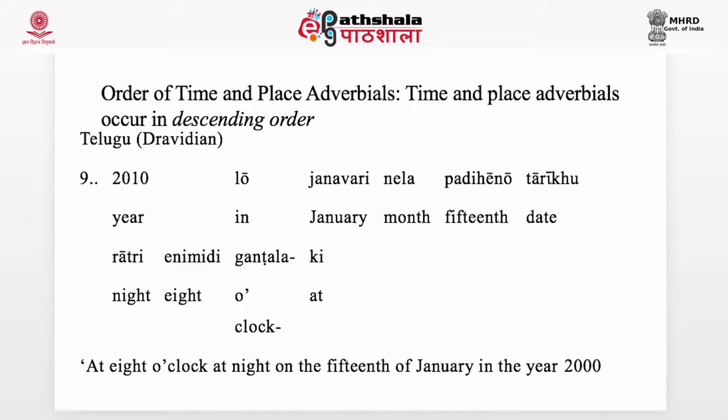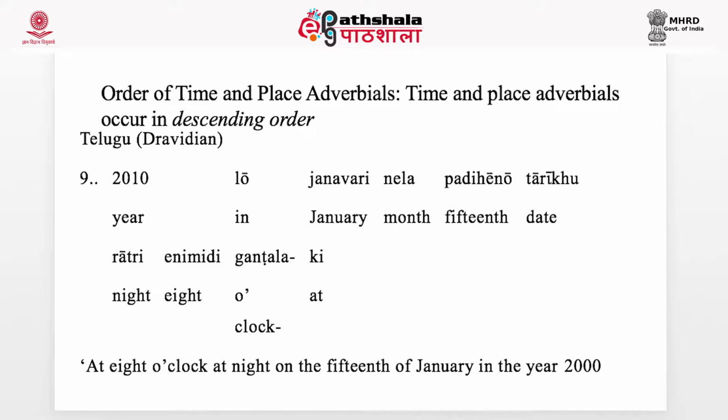So that means, as you can see, there is a mirror image relationship between the time adverbs and the place adverbs. Another very interesting and fascinating feature of the time adverbs and place adverbs is that they occur in descending order. What do we mean by descending order? The superordinate time or place part occurs first, then the subordinate, then the less subordinate and then the still less subordinate.